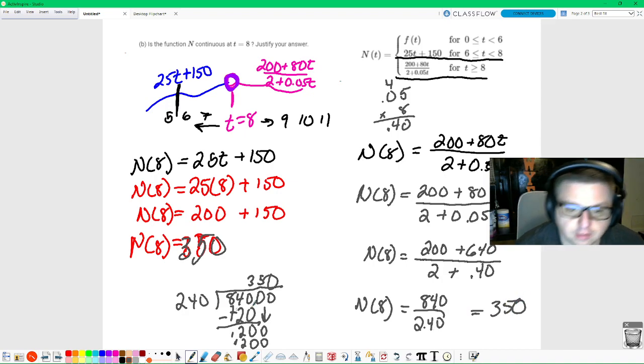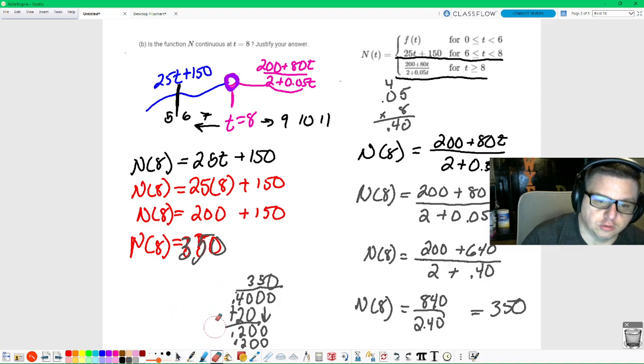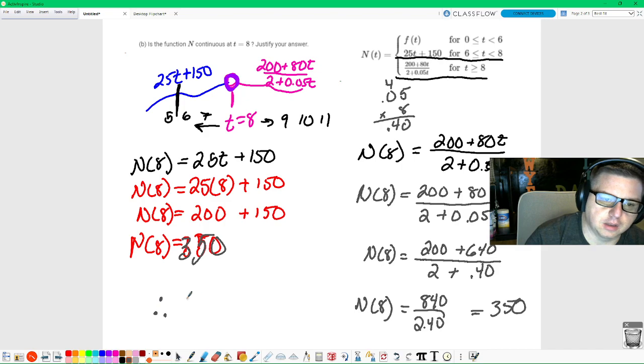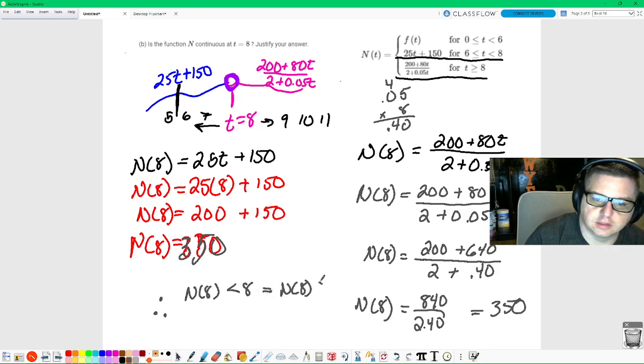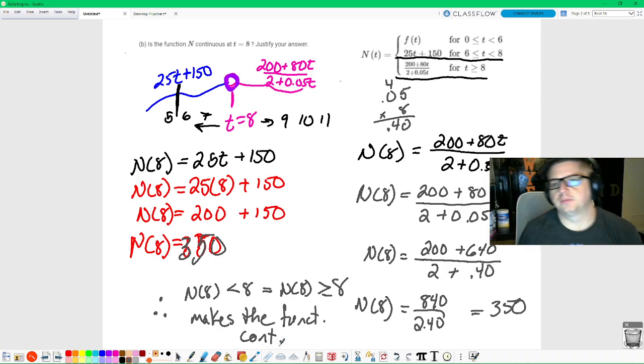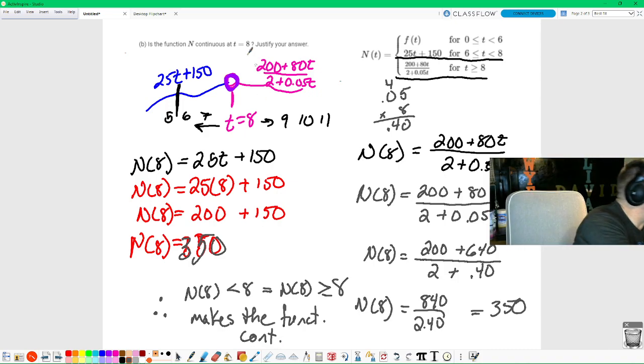So therefore, after doing all this ridiculous math, because n of 8 less than 8 is equal to n of 8 greater or equal to 8, that makes the function continuous. Whew. Yuck.